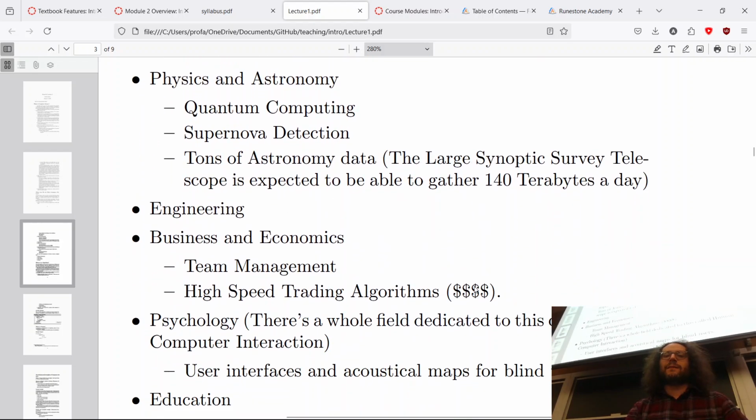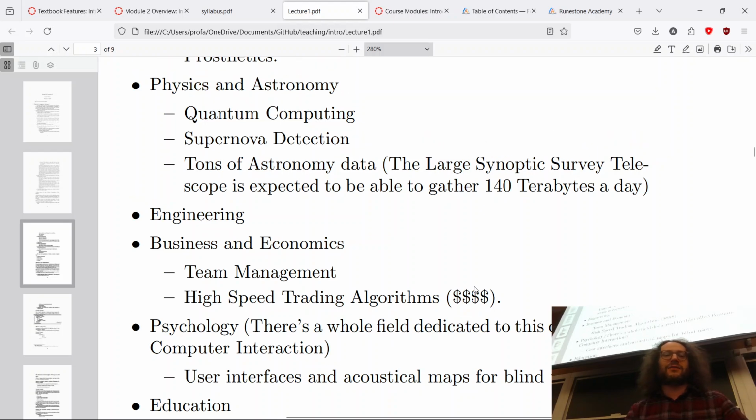Physics and astronomy is a bit less of a big field, but it's no less exciting. Quantum computing is just something you'll see in the news every so often. But one of the interesting things, like supernova detection: most supernovae are detected by computer algorithms these days rather than by the naked eye. There's tons of astronomy data that is gathered every day from telescopes, and that needs to be sifted through.